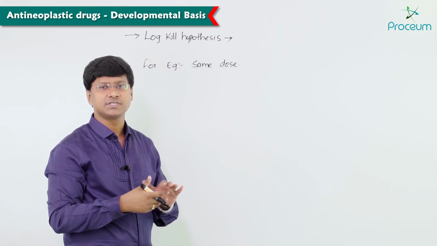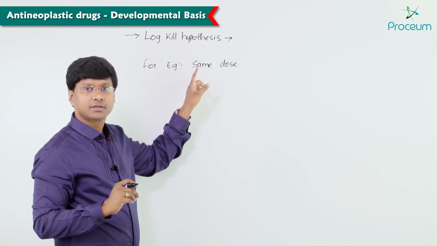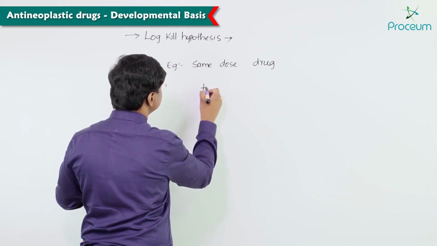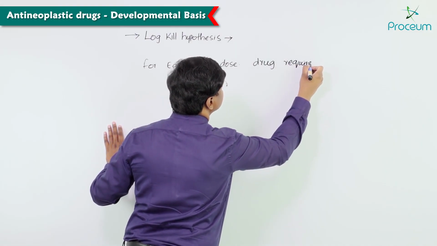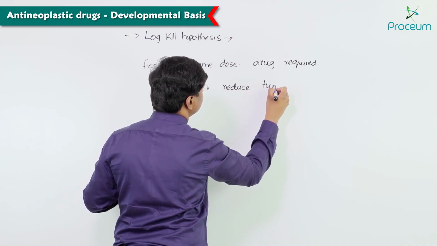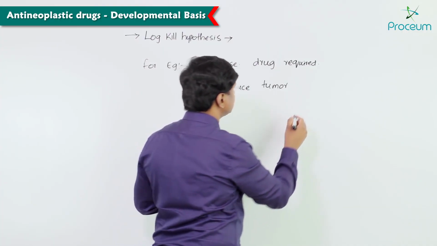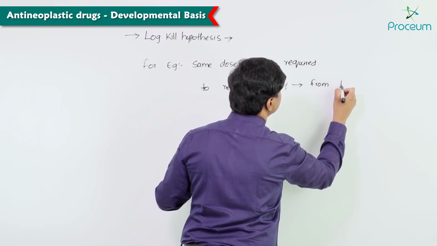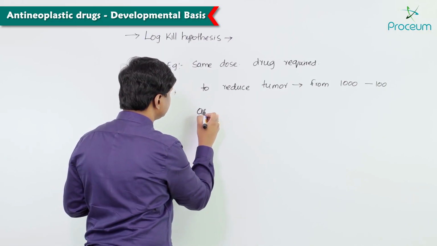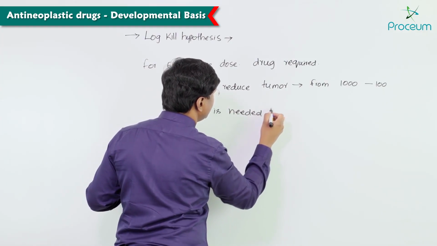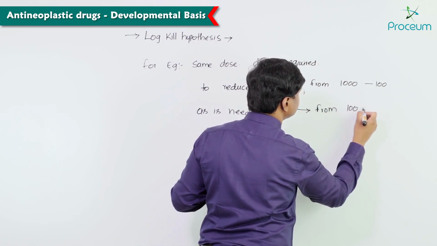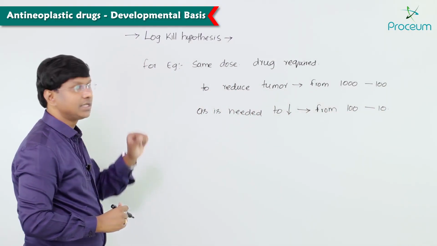So what does that mean? A constant fraction of the cells are being killed. The same dose of the drug is required to reduce the tumor population from 1000 to 100 as is needed to reduce it from 100 to 10. That is what is called the log-kill hypothesis.